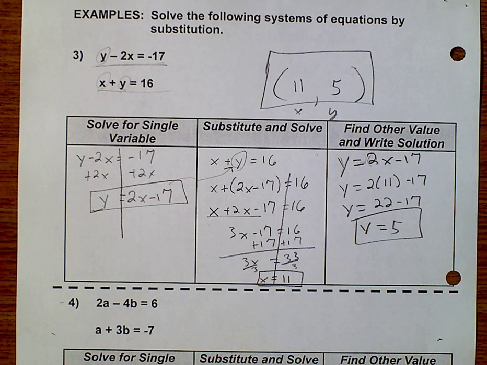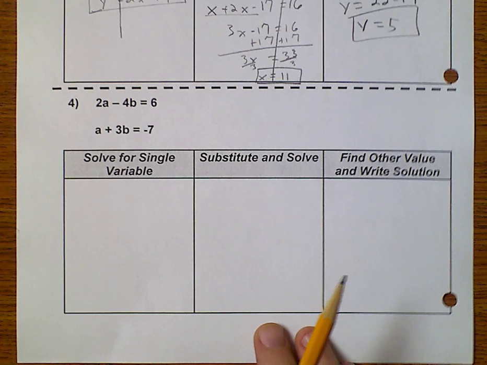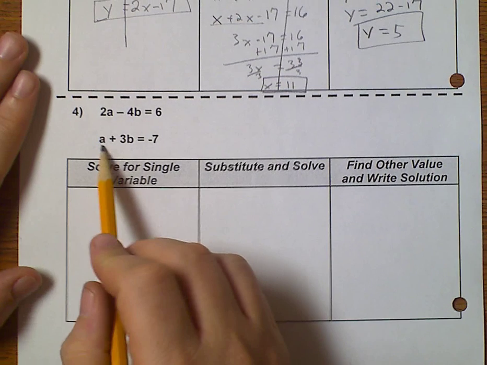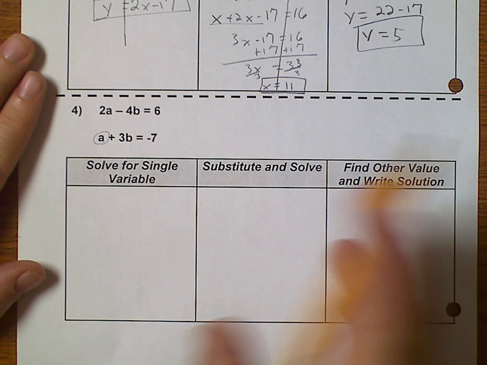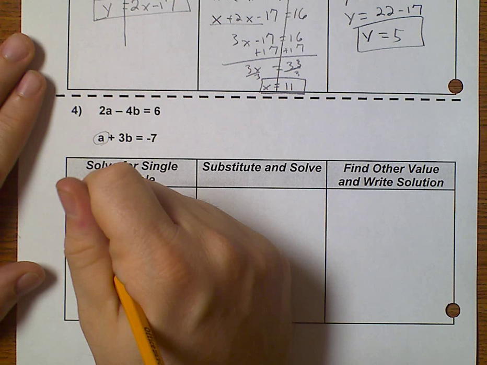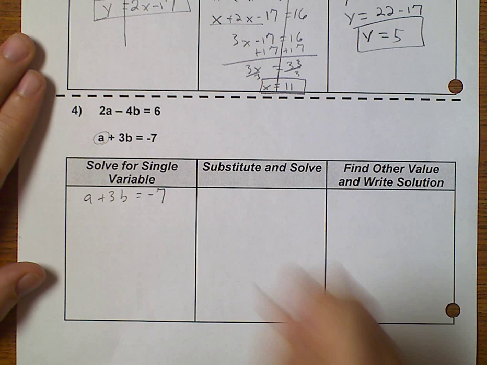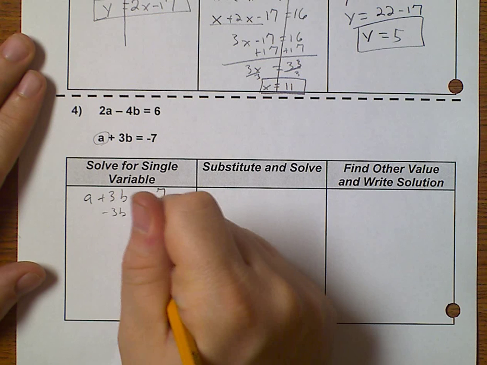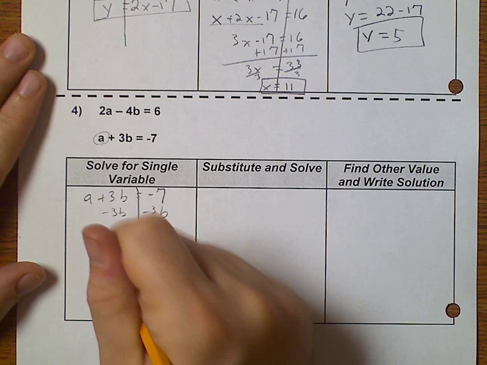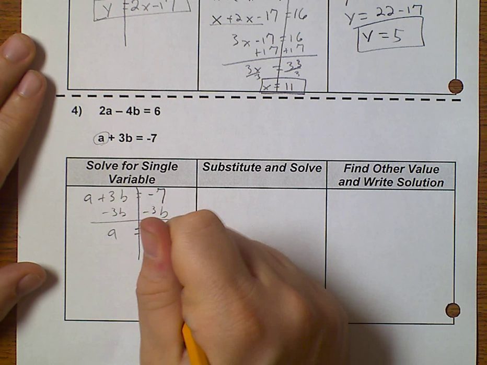Now let's go ahead and take a look at number 4. Here there's only one variable to solve for. That would be that one. All the other ones have coefficients other than 1. And so a plus 3b equals negative 7. I subtract 3b from both sides, and I get that a equals negative 3b minus 7.